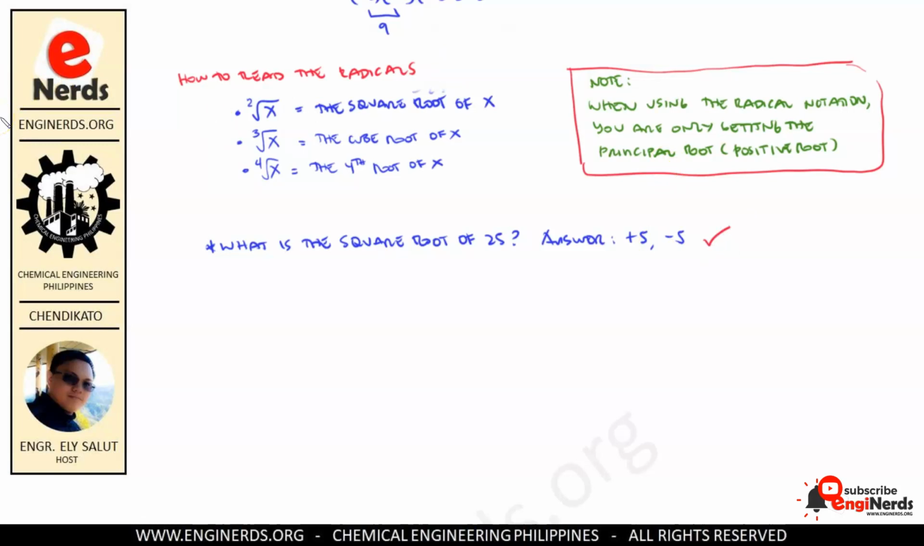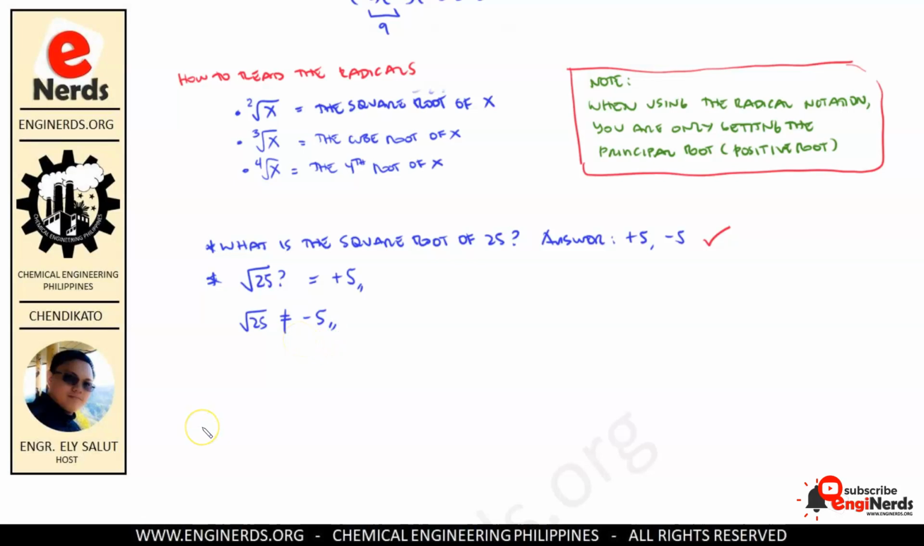And this is correct. Okay, this is the correct answer. However, if we write it this way, what is the square root of 25? In here, the answer will be positive 5. Because, as we mentioned here, if you're using this notation, you are only getting the principal root. Therefore, this one is not equal to negative 5. So you have to take note of this.